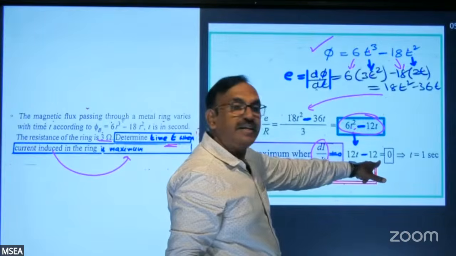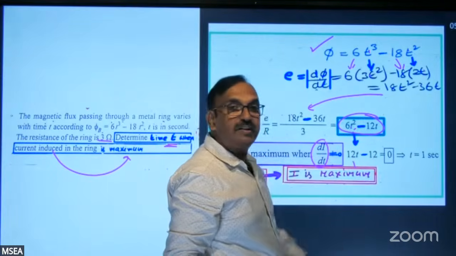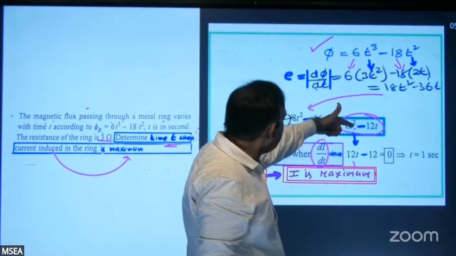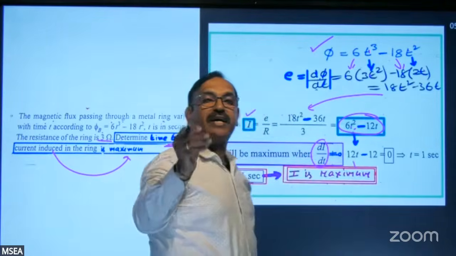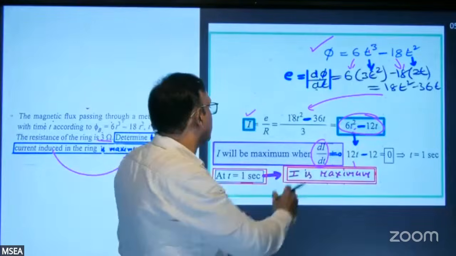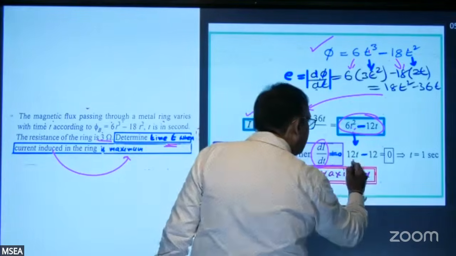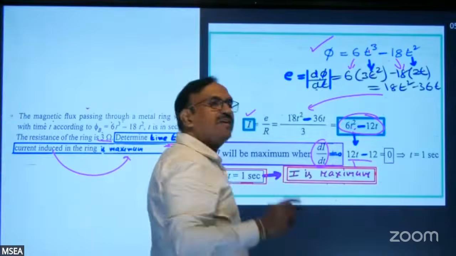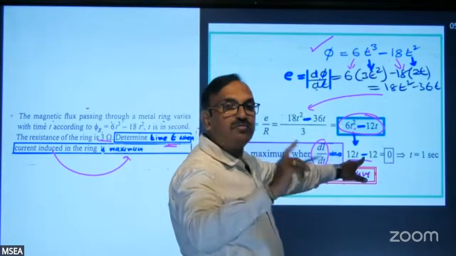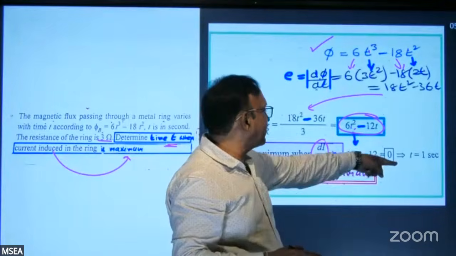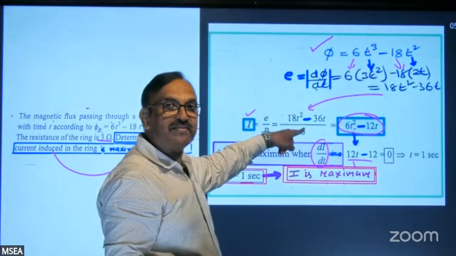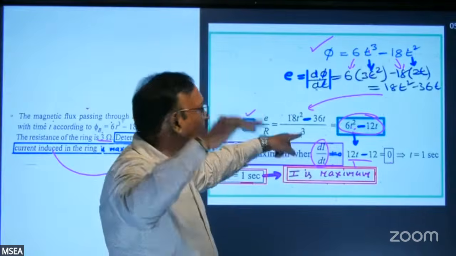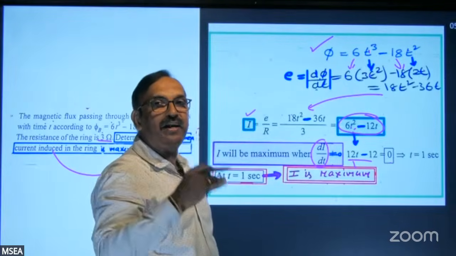12 into differentiation of t is 1. So 12t minus 12. So if you differentiate I with respect to t, this comes to be this one. For current to be maximum, di by dt has to be 0. So equate di by dt, nothing but this, to 0. 12t minus 12 is 0. That means 12t is 12 and t is 1 second. Exactly at 1 second, whatever current is being established in the coil reaches the maximum value.